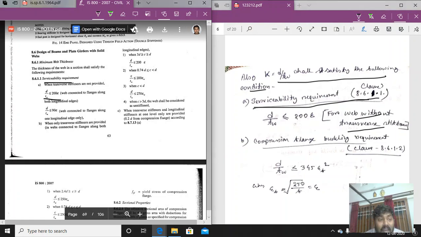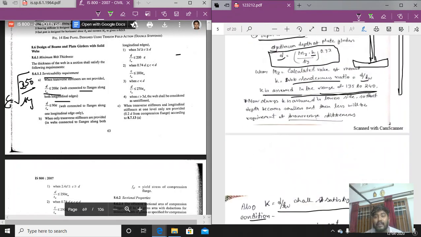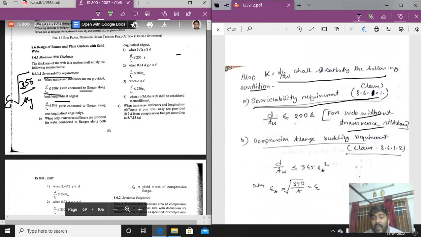What is epsilon? We know epsilon is equal to root over of 250 by fy. That is the value we know, root over of 250 by fy. So d by tw less than 200 epsilon is the value of the serviceability requirement when transverse stiffeners are not used and the web is connected to the flange along both longitudinal edges. That means this is the web connected along both longitudinal edges. So this is the first criteria, the serviceability criteria, and the second one is the compression flange buckling requirement.